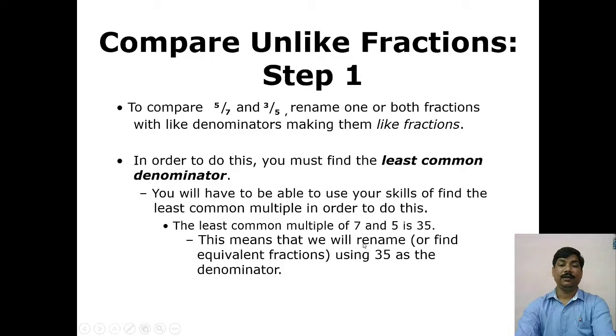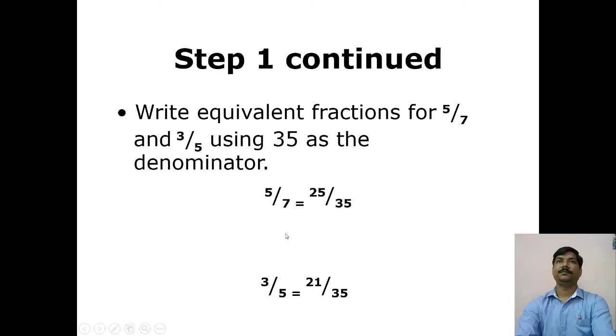This means that we will rename or find equivalent fractions with denominator 35. After finding the LCM, we are making these fractions into equivalent fractions with the denominator 35. So, which fraction is equivalent to 5 upon 7 with denominator 35?